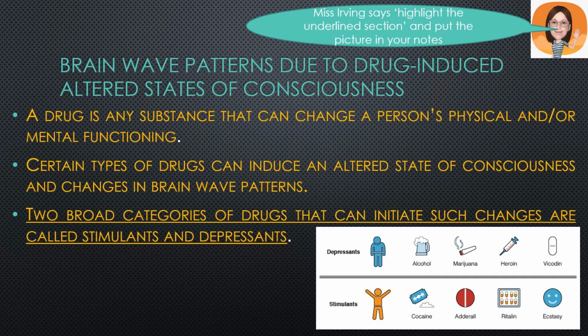Two broad categories of drugs that can initiate changes are called stimulants and depressants. So you may have learned a lot about this in health at some point. So depressants are your alcohol, your marijuana, your heroin, your Vicodin. It's very hard to get. Anyway, stimulants would be your cocaine, your Adderall, your Ritalin, your ecstasy. So depressants are exactly how they sound. They're there to not make you sad, but they're there to lower the nervous system functioning. Stimulants increase it.